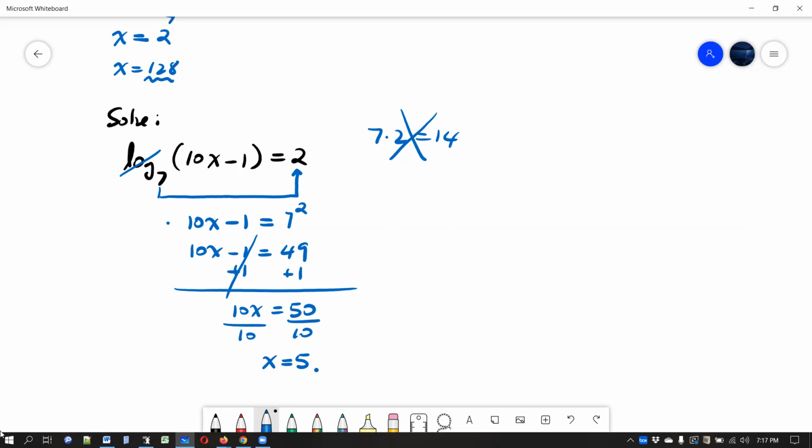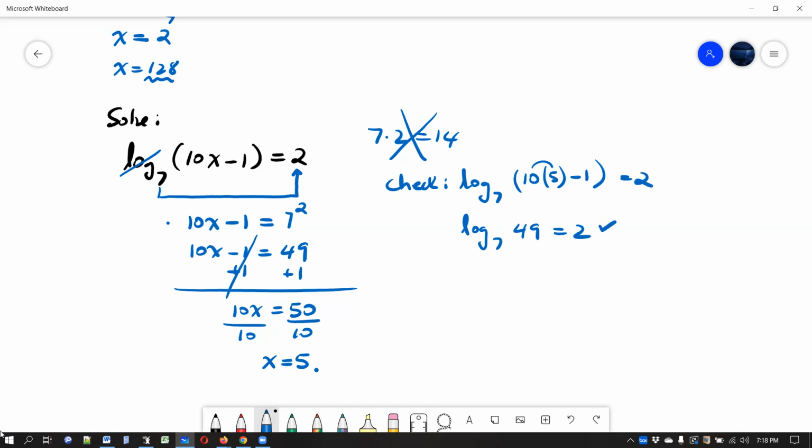This is a possible solution. It needs to be verified. So here's the check. Log base 7 of 10 and replacing x is going to be 5, minus 1 equals 2. So this is 50 minus 1, is 49. Equals 2. And yes, this is sure enough. Log base 7 of 49 is 2.